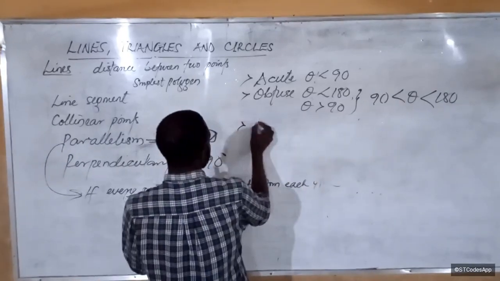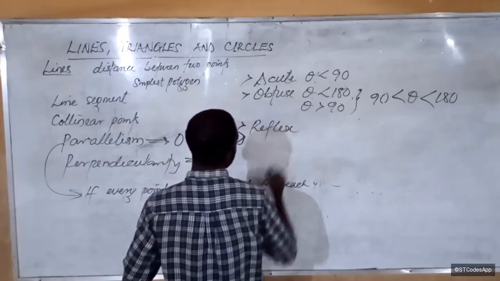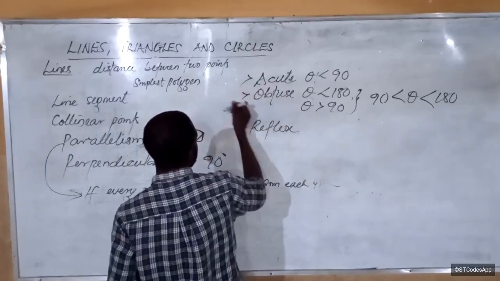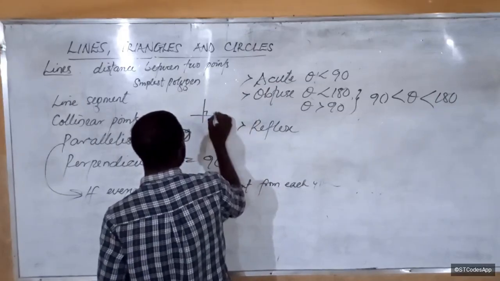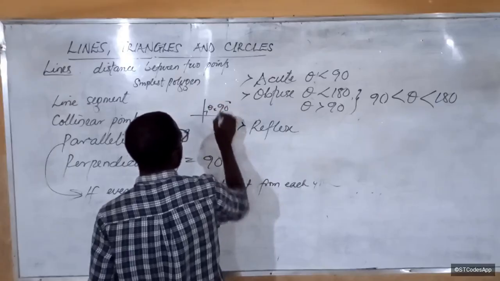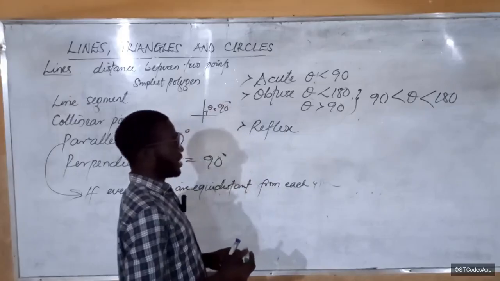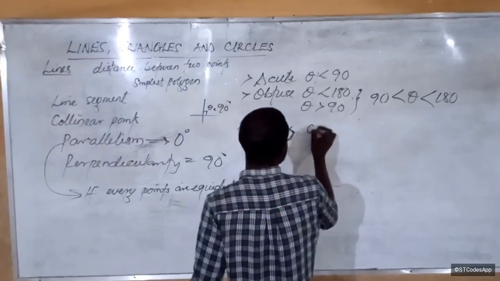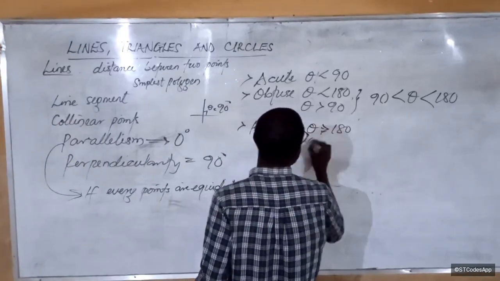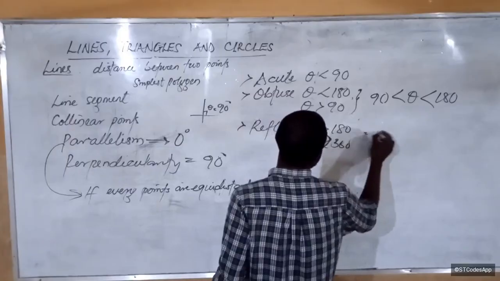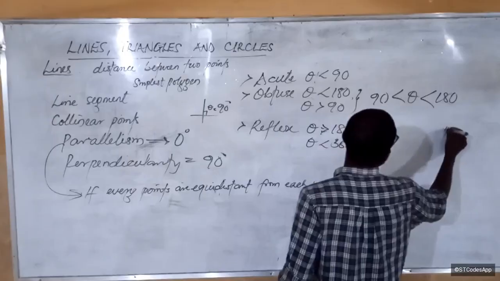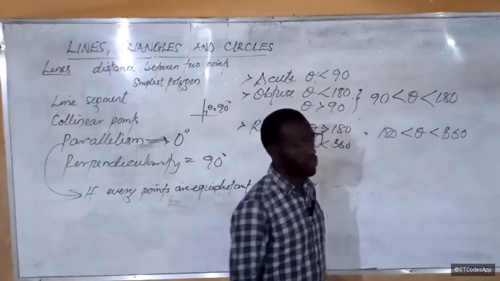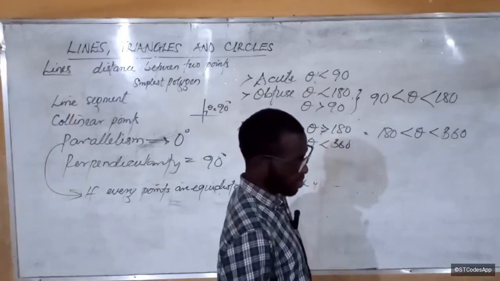All right, how about the next one? Reflex. You also know the right angle. In between here and here, we have a right angle. A right angle is what? 90 degrees. Theta is equal to 90 degrees. And then the reflex angle: theta is greater than 180, but theta is less than 360. So 180 here, 360 here, our theta in the middle.